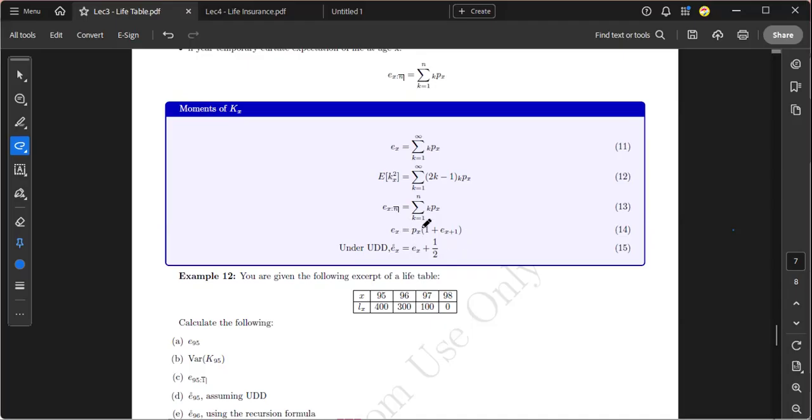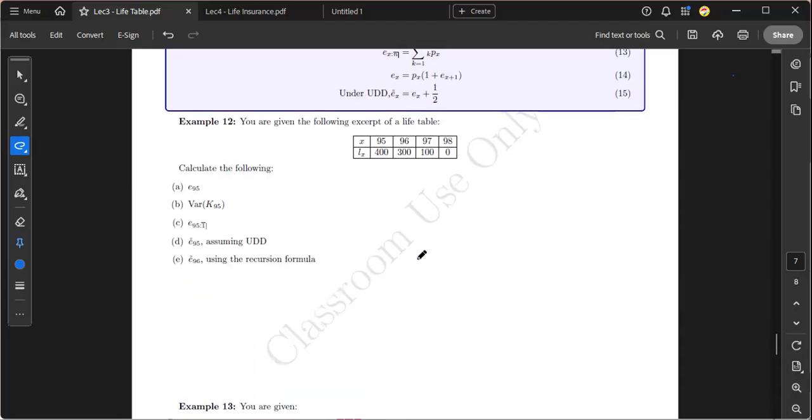So now if we know the value at age x and the probability of survival from x to 1 more year, we can find the expectation at age x plus 1. And if we know the current lifetime under the UDD, by adding 0.5 into it, we will get the continuous expectation. So those are the equations we need to deal with. And let's quickly discuss this example where we can find different kinds of quantities related to this life table.